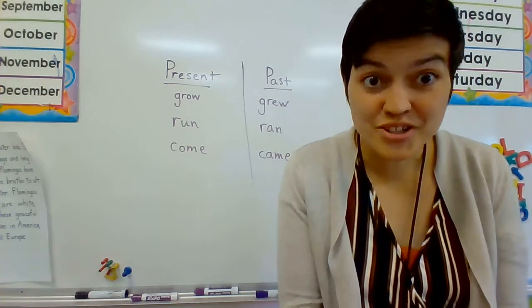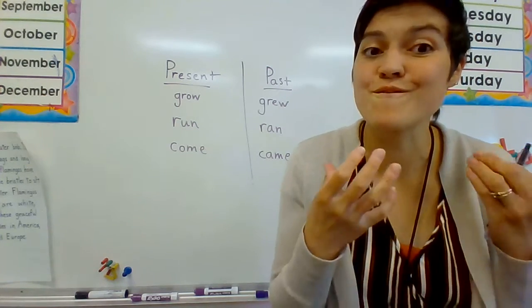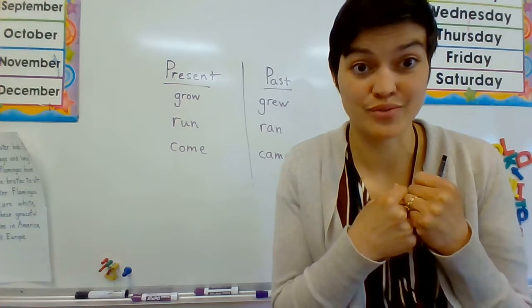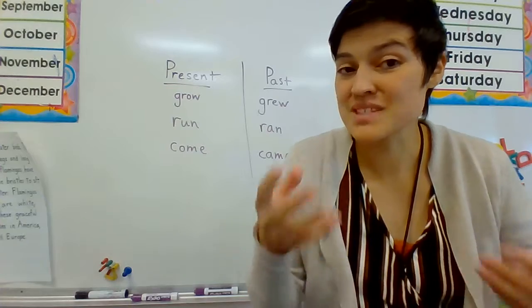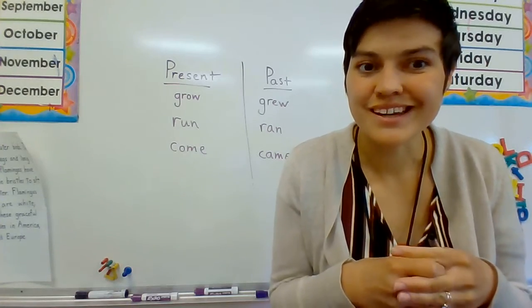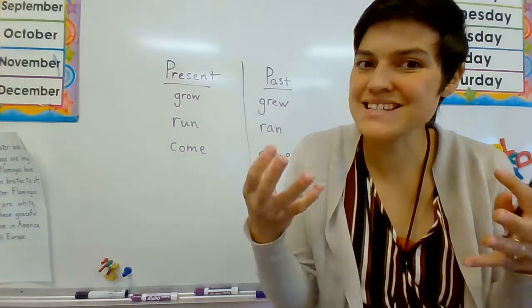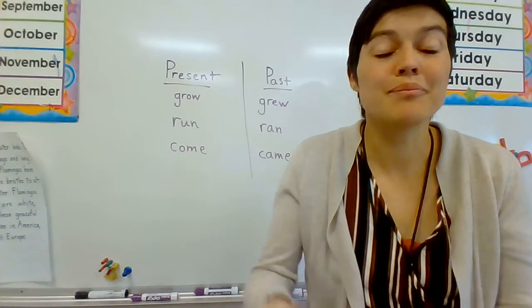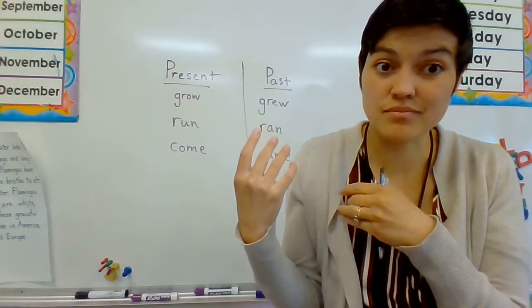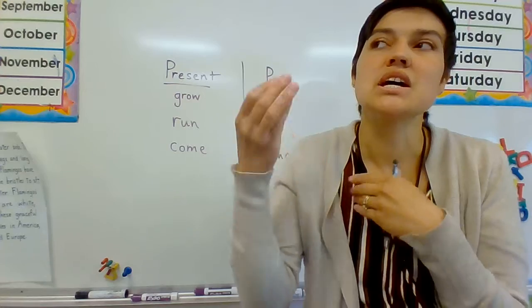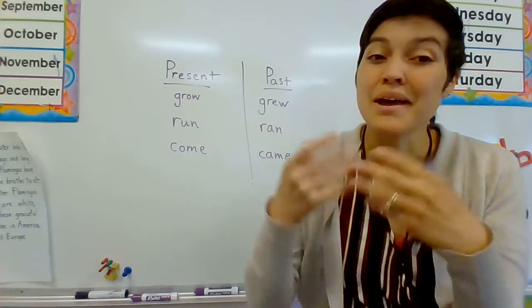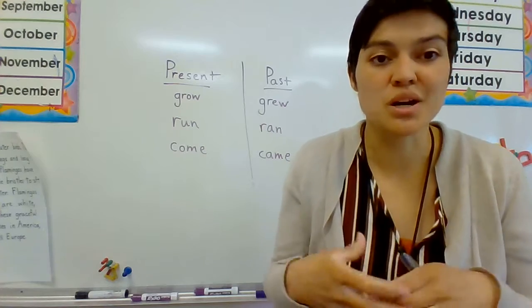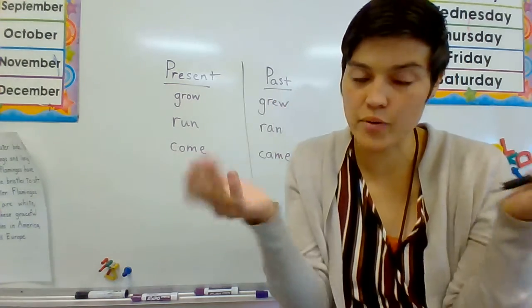So today we are going to talk about verbs. Remember, a verb is an action word. An action word is something that you do. It could be something you see or something that you don't see. So today we're going to talk about present and past verbs. Remember, past tense verbs talk about things that happen in the past. Present tense verbs talk about verbs that happen now.